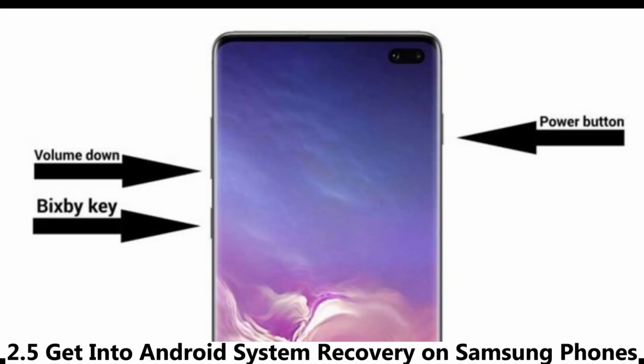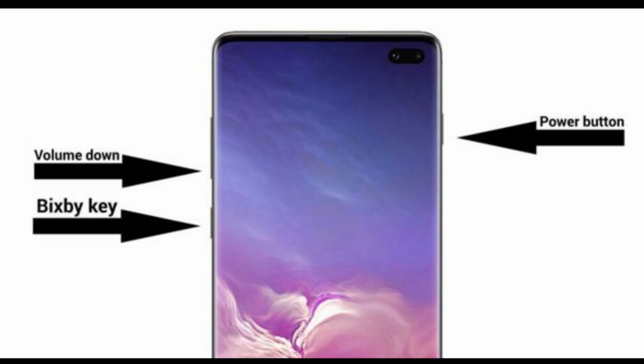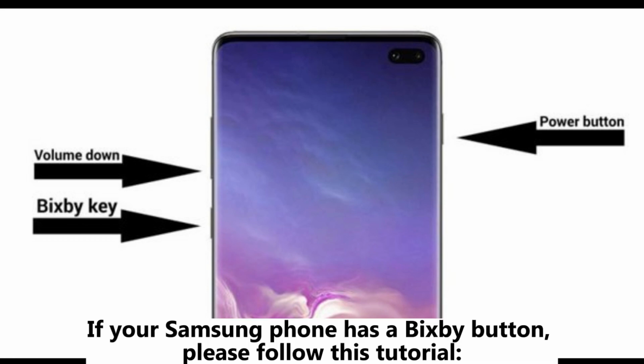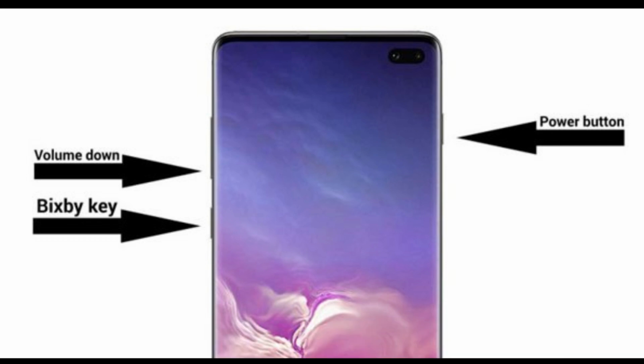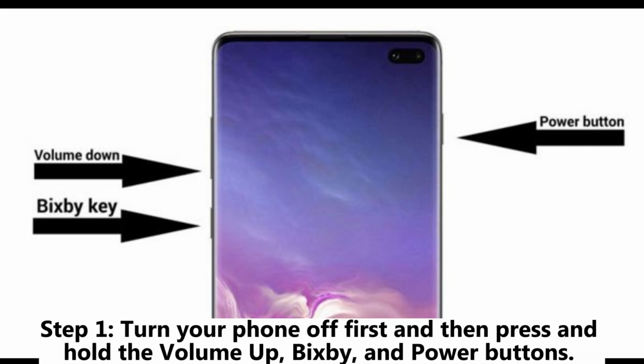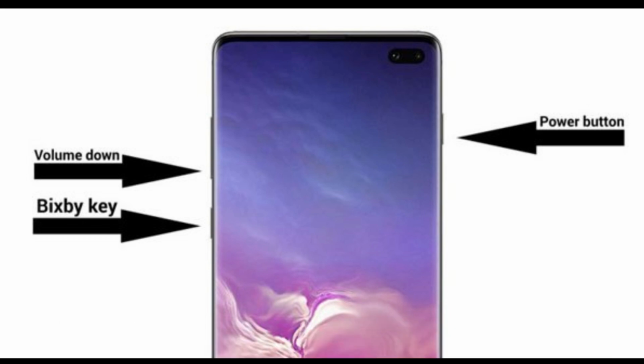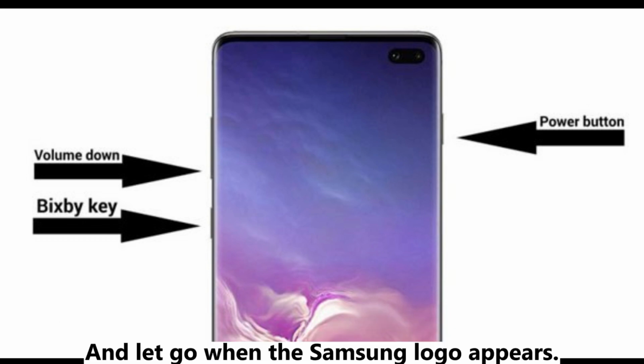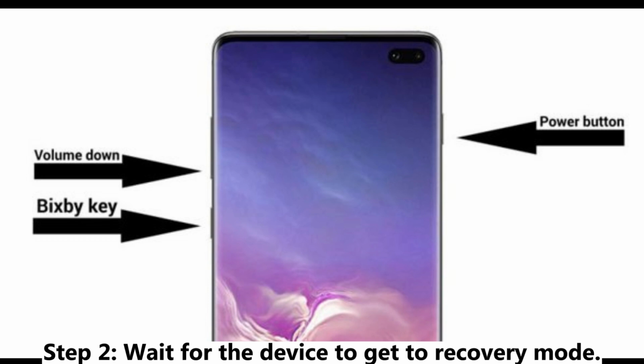2.5. Get into Android System Recovery on Samsung phones. If your Samsung phone has a Bixby button, please follow this tutorial. Step 1. Turn your phone off first and then press and hold the volume up, Bixby, and power buttons, and let go when the Samsung logo appears. Step 2. Wait for the device to get to recovery mode.